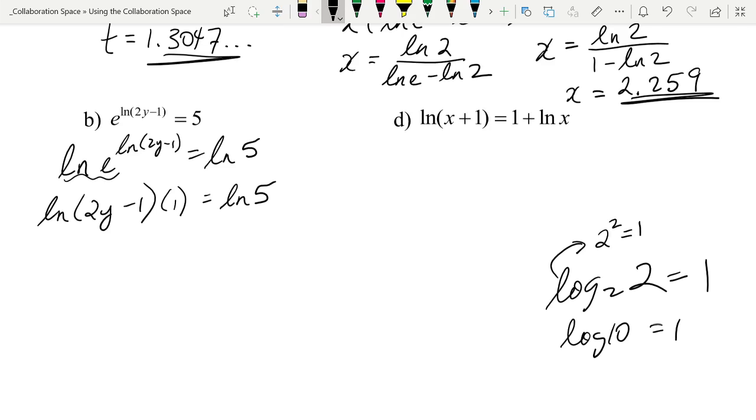Right? Another way to think about it is, of course, this is the equation. 2 to the power of 1 is 2, and this is the equation. 10 to the power of 1 is 10. Okay?